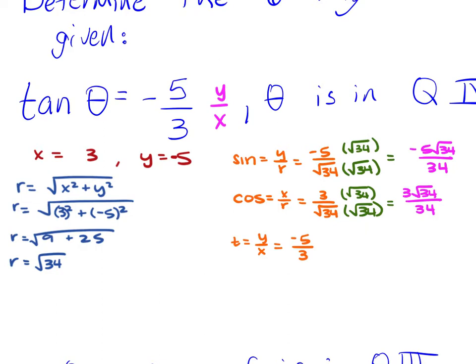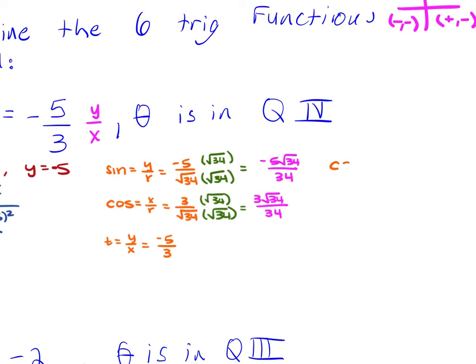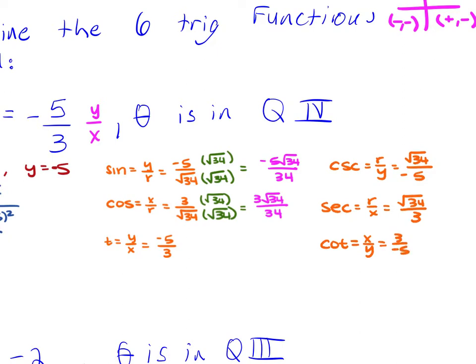Next we find cosecant, which is r over y. R over y is going to give us the square root of 34 over negative 5. That negative goes in front or up top. For the reciprocal of cosine, we have secant, so that's r over x. So that's the square root of 34 over 3. And then the reciprocal of tangent, we have cotangent, which is x over y. So that's 3 over negative 5. And again, the negative goes either out front or with the numerator.